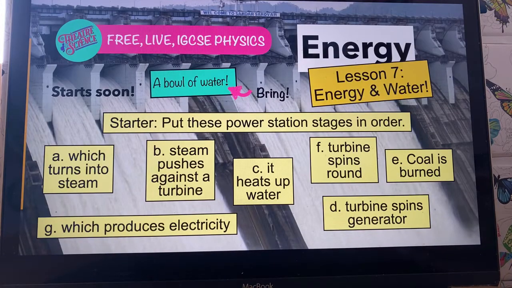So you need a bowl of water, and your first little activity, which hopefully, if you were here last week, isn't too hard, is just put these power station stages in order. So you've got the sentences: which turns into steam, steam pushes against a turbine, it heats up water, turbine spins around, coal is burned, turbine spins generator, which produces electricity. Can you put all those in order? While I fill a bowl with water.